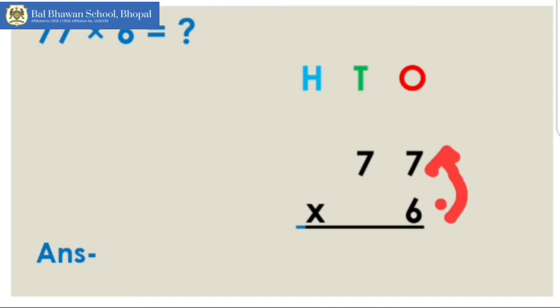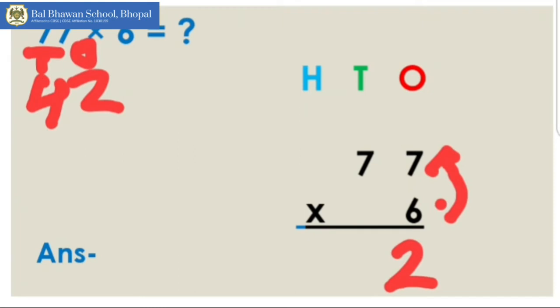So 6 sevens is, yes, 42. This 2 is at ones place and this 4 is at tens place. So this 2 will be written under ones place and this 4 will be given as carryover.